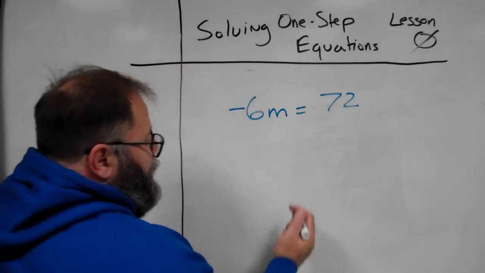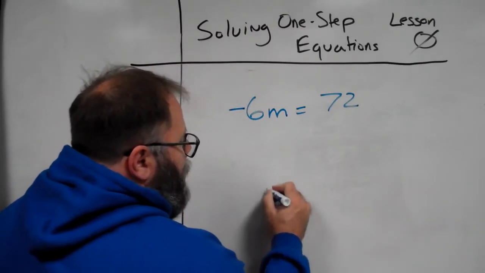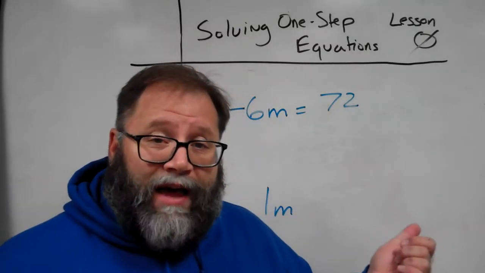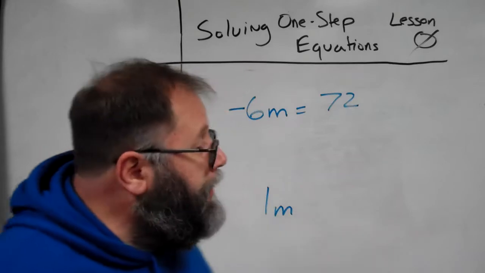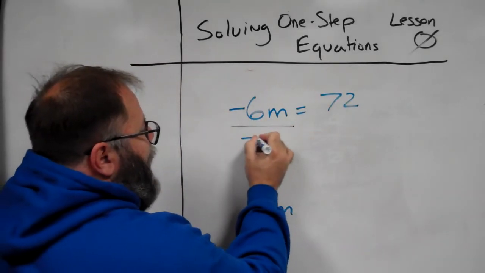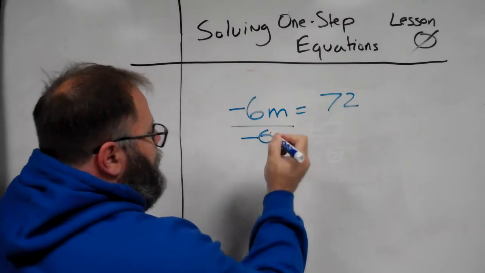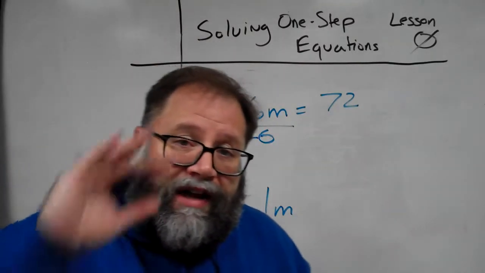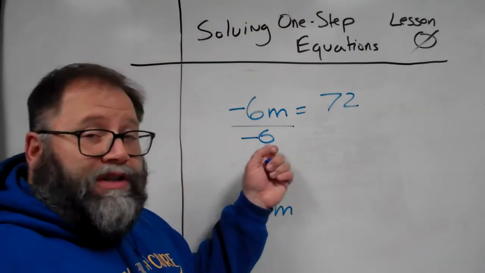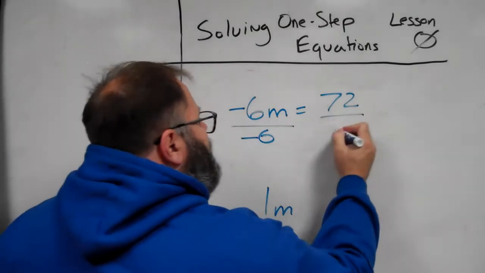Now, what I want this to turn into is I want it to be 1m. 1m, not negative 6m's, 1m. To get this to be 1, I need to divide by negative 6. Negative 6 divided by negative 6 is 1. If I do it to this side, I got to do it to this side.